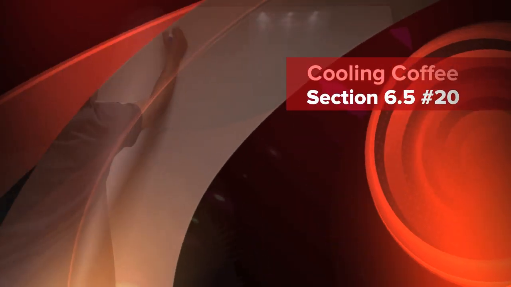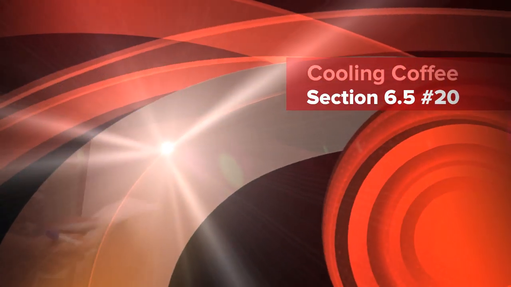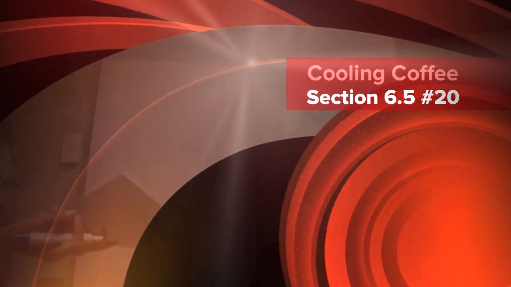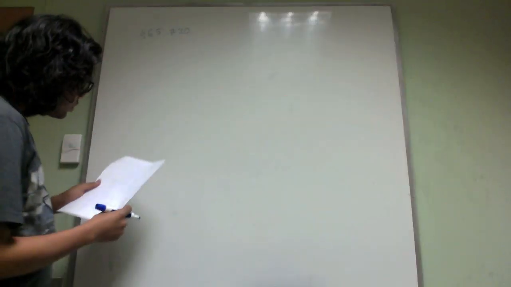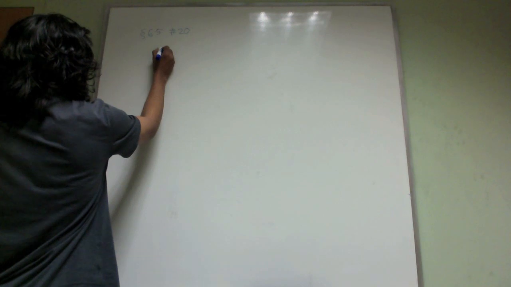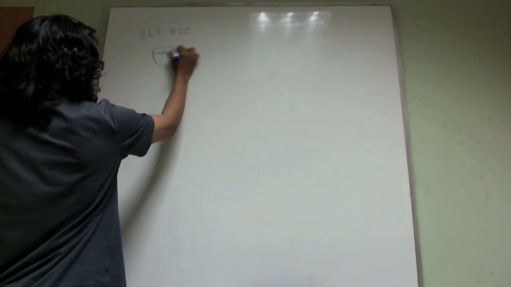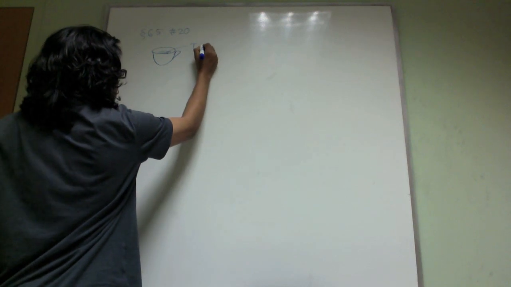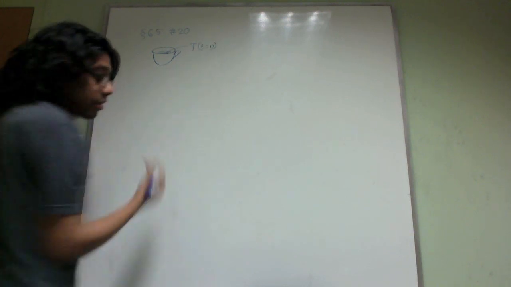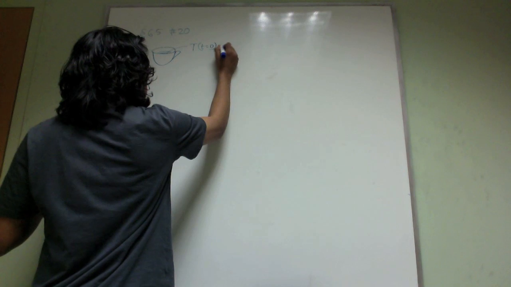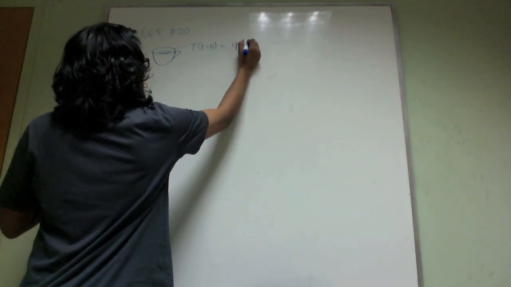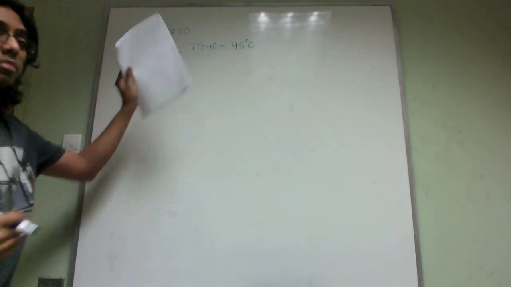6.5, problem number 20. This problem is about a cup of coffee which is cooling. So the problem statement is like this. You have a cup of coffee, and the coffee's temperature at time t equal to 0, the current temperature, say, is 95 degrees Celsius. The initial temperature, I would say.